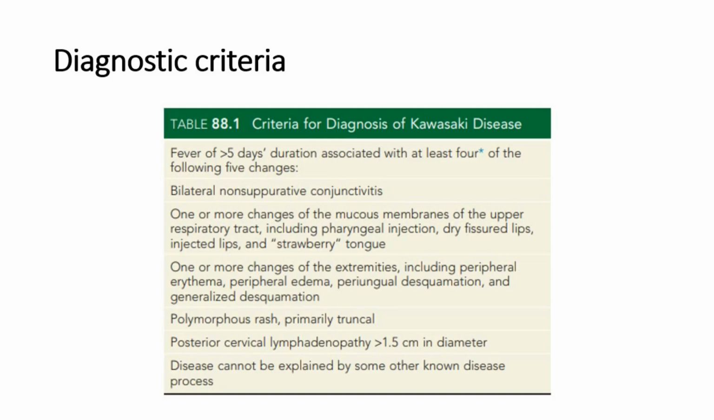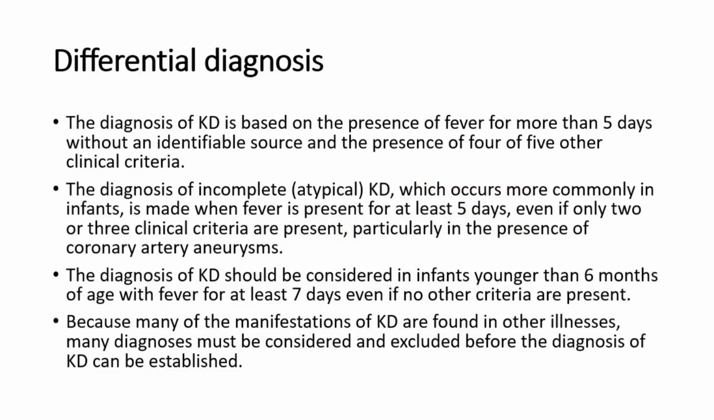The diagnosis of incomplete or atypical KD, which occurs more commonly in infants, is made when fever is present for at least 5 days, even if only 2 or 3 clinical criteria are present, particularly in the presence of coronary artery aneurysms. The diagnosis of KD should be considered in infants younger than 6 months of age with fever for at least 7 days, even if no other criteria are present.